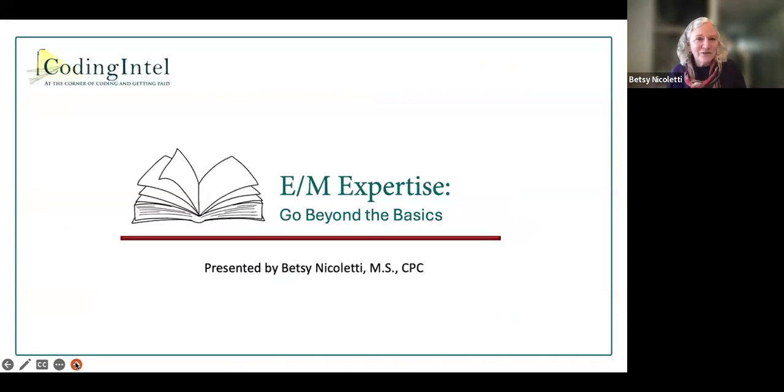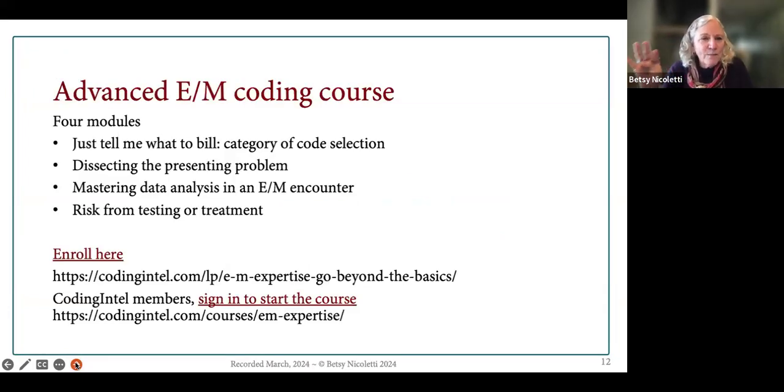So this is one of the questions that I discuss in my E&M expertise course, Go Beyond the Basics. We've got 4 modules. This isn't a beginner course, it's an advanced course. The first one is category of code. I know a lot of you are going to want to skip that and get straight to the next 3 modules: dissecting the presenting problem, mastering data analysis in an E&M encounter, and the risk, the morbidity or mortality from additional diagnostic testing or treatment.